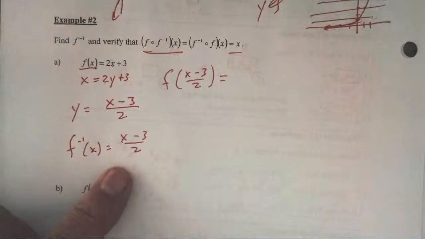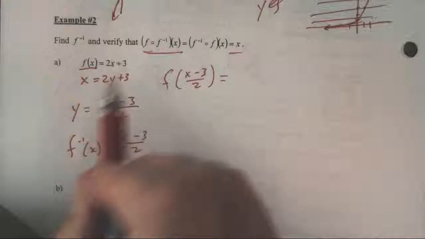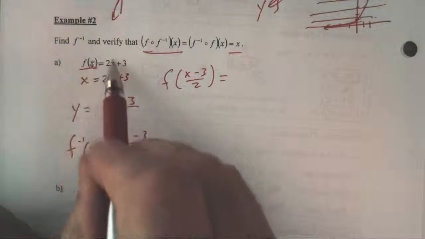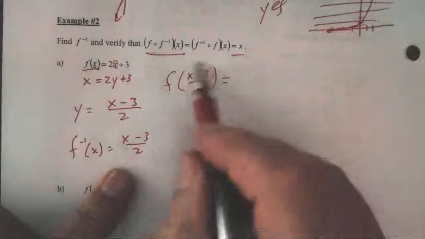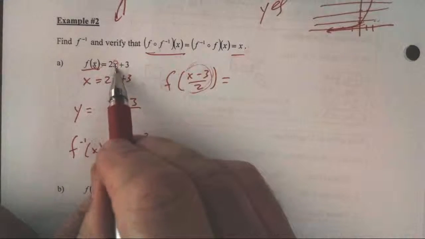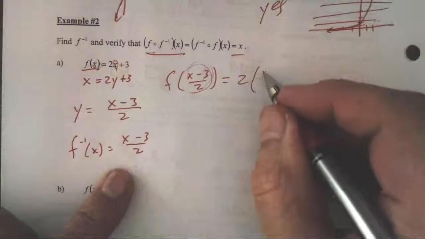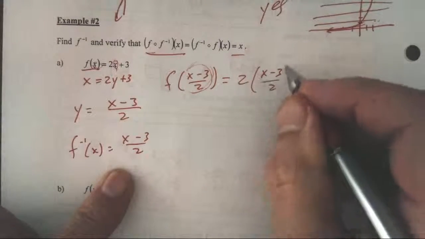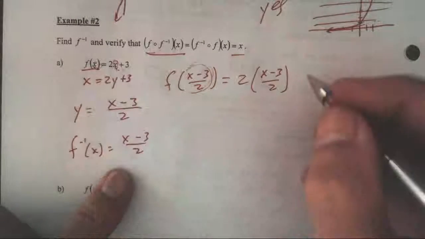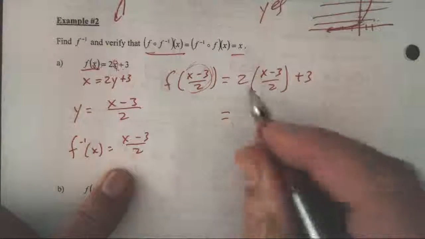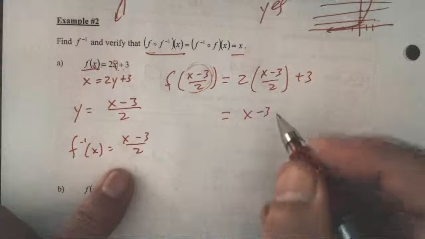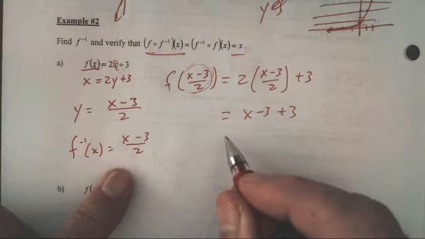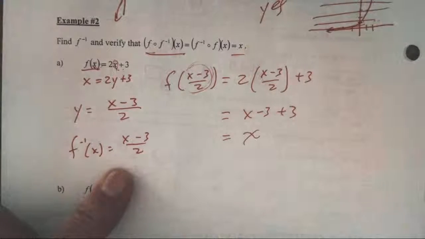That equals, well, f is a factory that takes things and puts them right there. No matter how ugly the thing is, it's going to put it right here. And I get 2 times (x minus 3) on 2. I put the thing right there, and I still have to add 3. The 2's cancel, x minus 3 plus 3 gives me x.